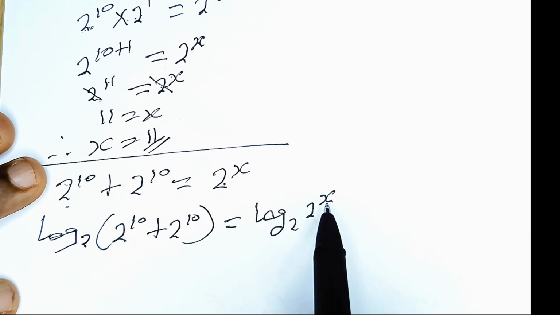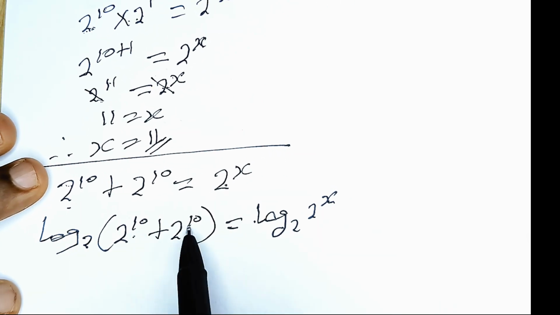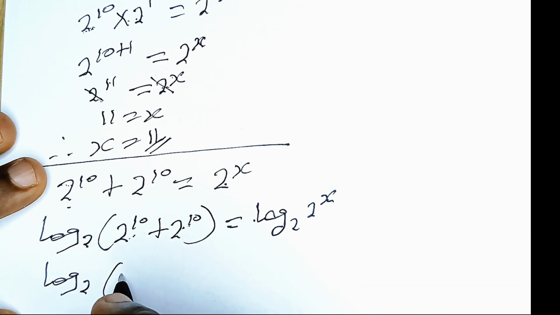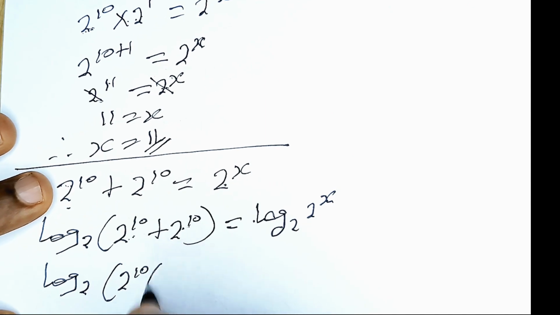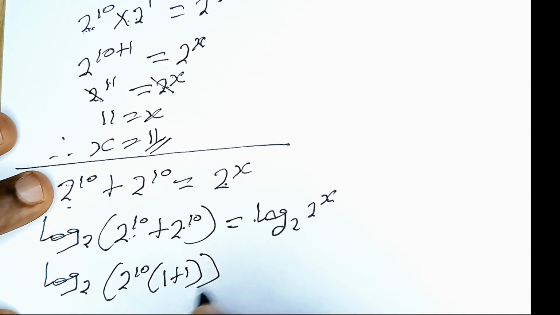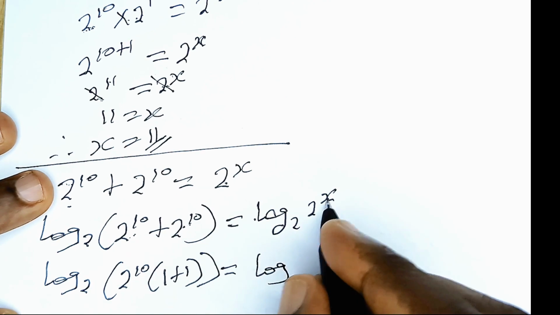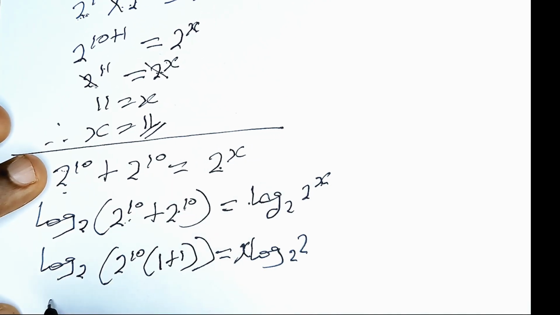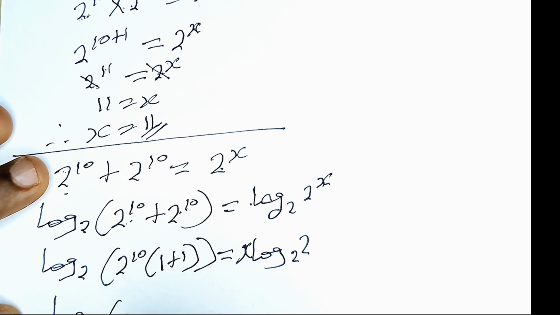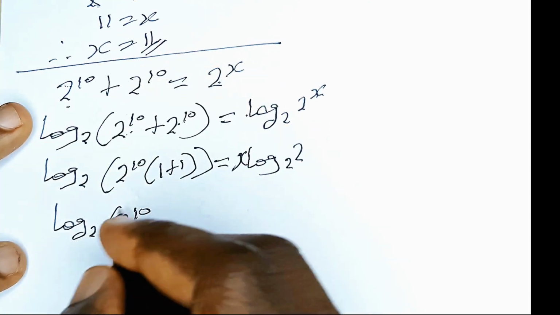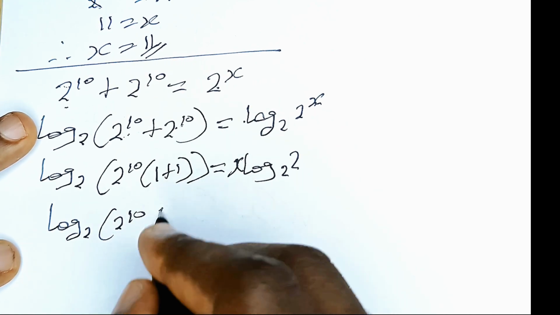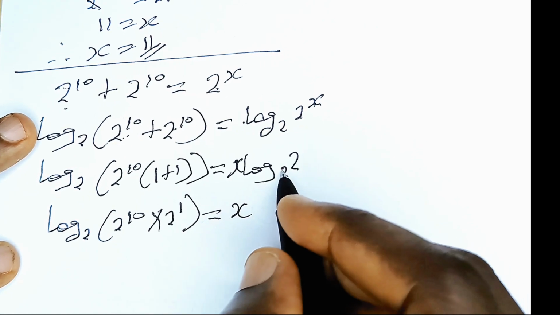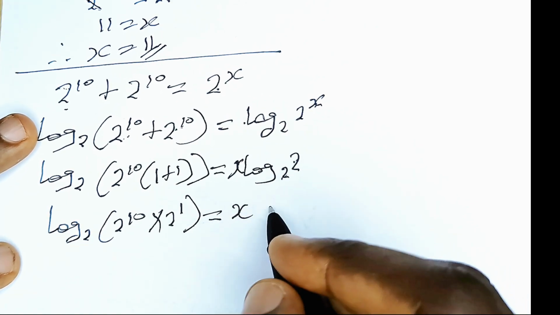Now, under the law of logarithm, this power can come here. So we harmonize this together again. So we have log to base 2 of 2 raised to the power of 10, as we have done earlier, times (1 plus 1), is equal to log. So this x now comes here: x log 2 to base 2. Now we have log to base 2 of 2 raised to the power of 10 times 2 raised to the power of 1, which is equal to x times log to base 2 of 2, that will be 1. So that cancels out.